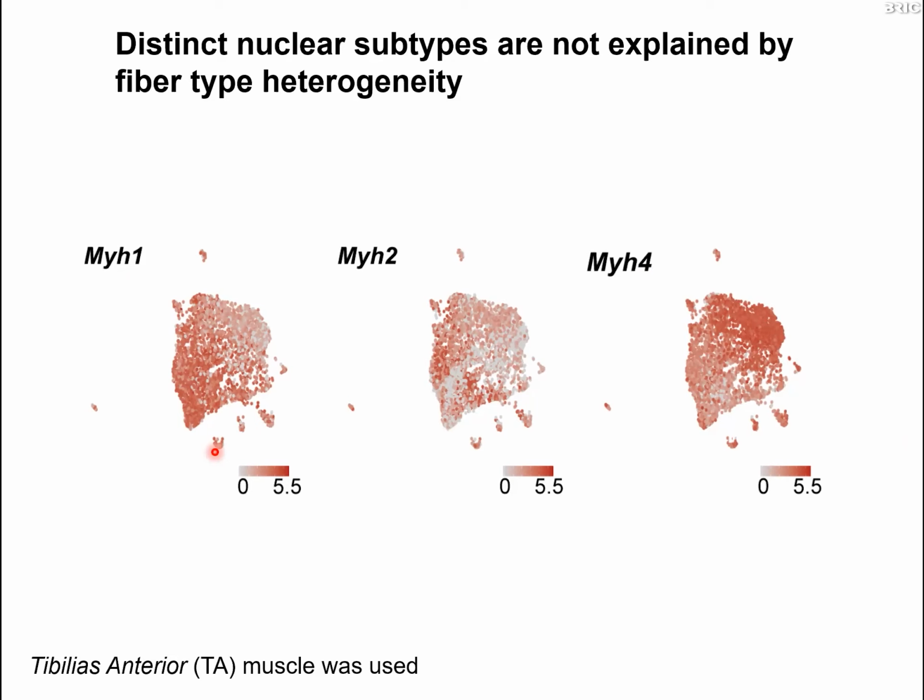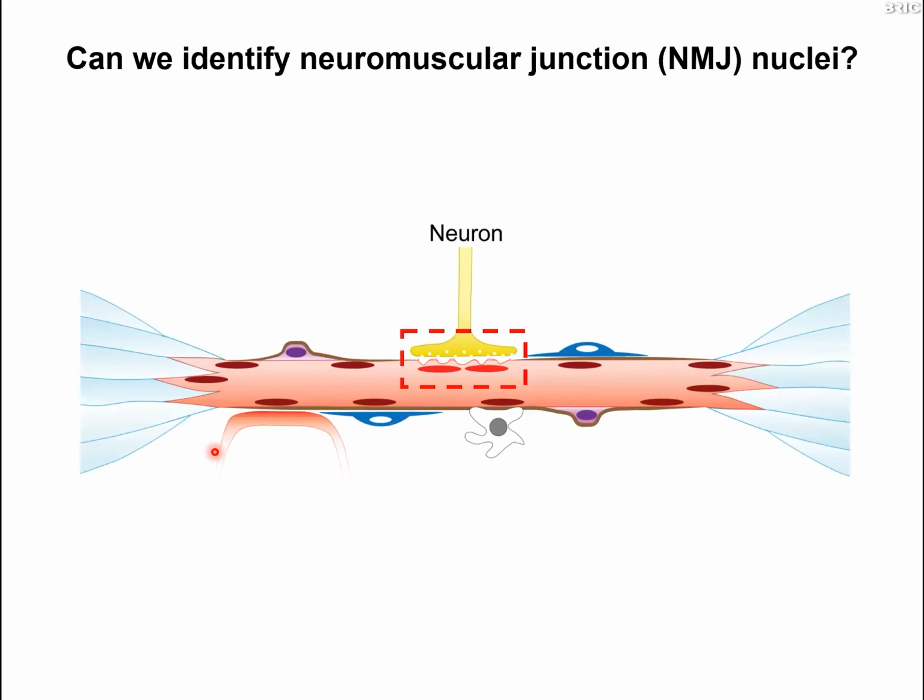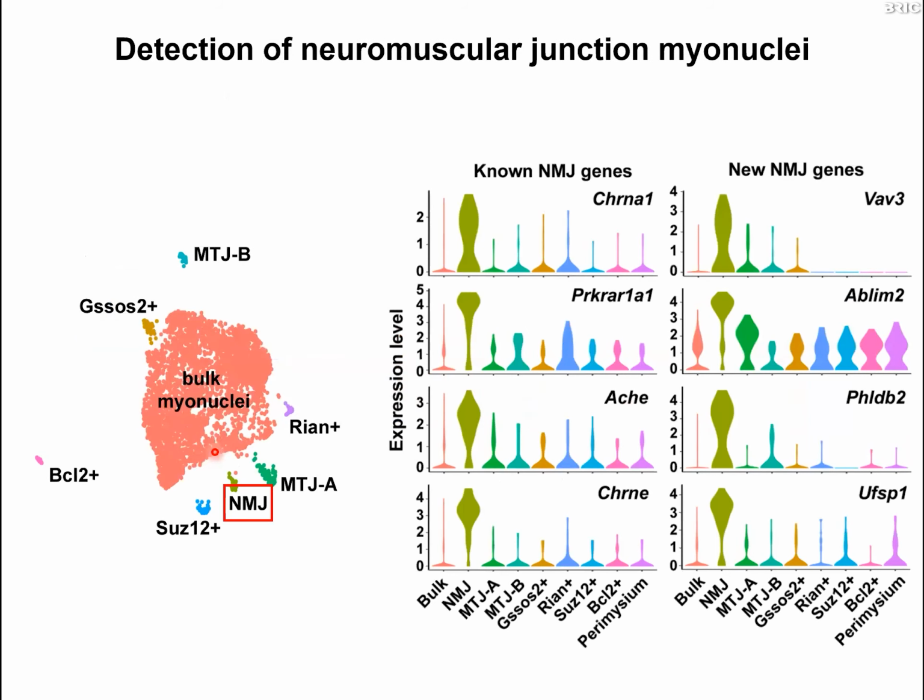So the first thing we tried to identify from our data set was nuclei at the neuromuscular junction, because this will really ensure that the entire approach is working properly. And very gratifyingly, we are able to clearly identify nuclei at the NMJ, which are characterized by specific expression of a number of known NMJ marker genes, such as PK regulatory subunits, acetylcholine receptor subunits, as well as acetylcholine esterase. In addition, we identified a number of novel NMJ genes that were not known before.